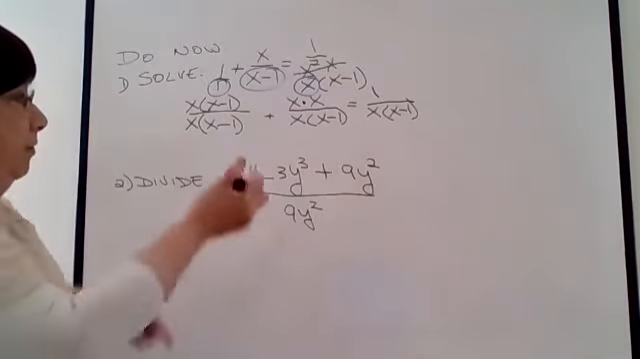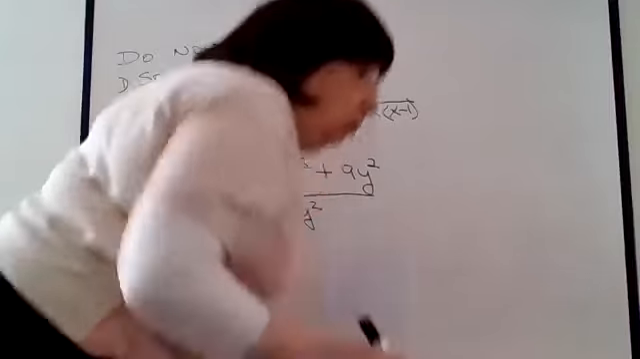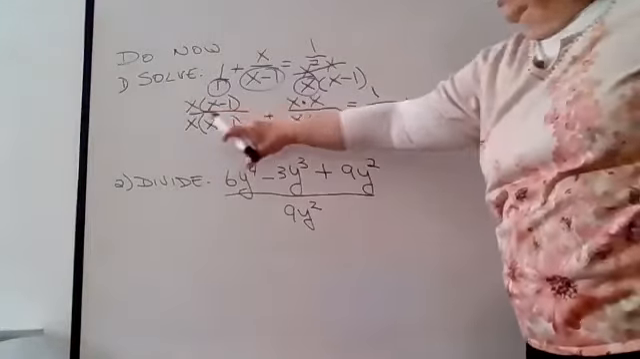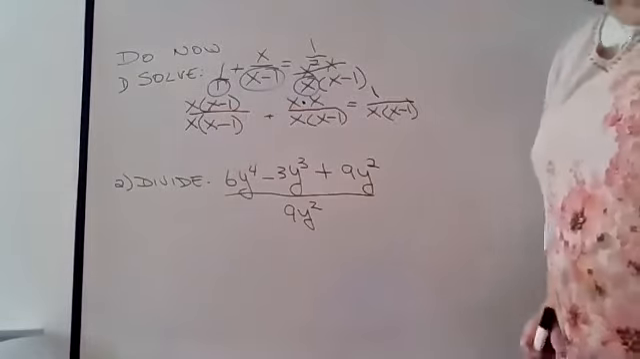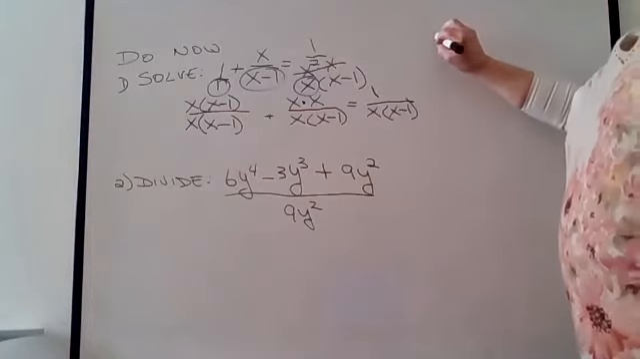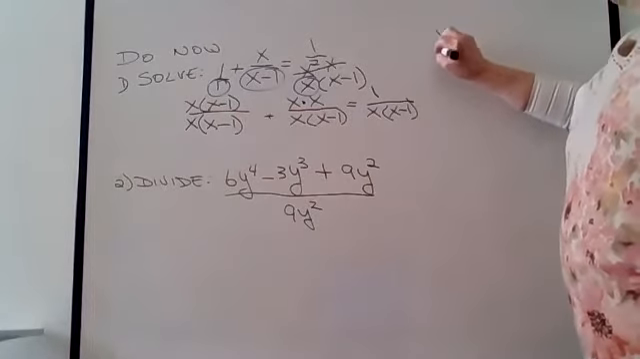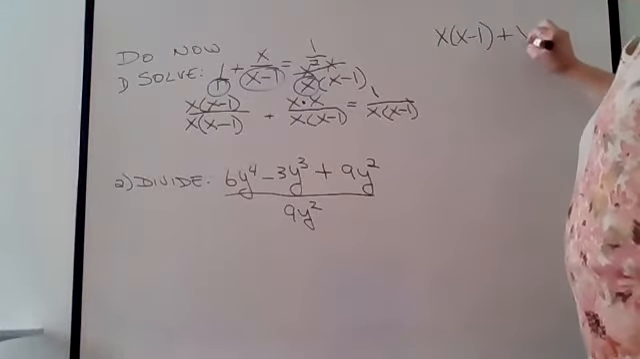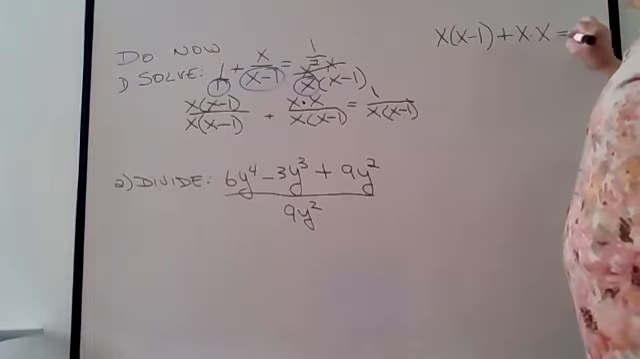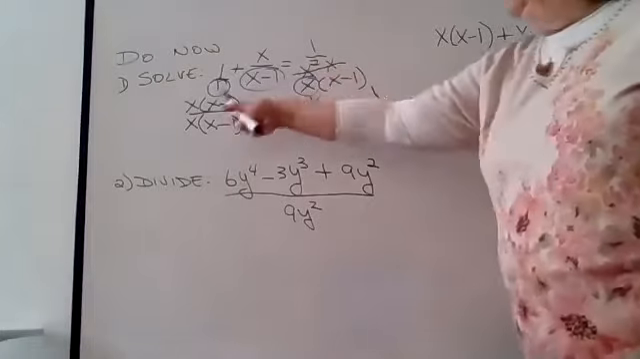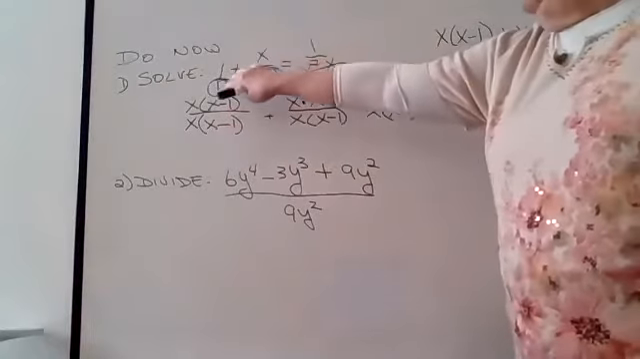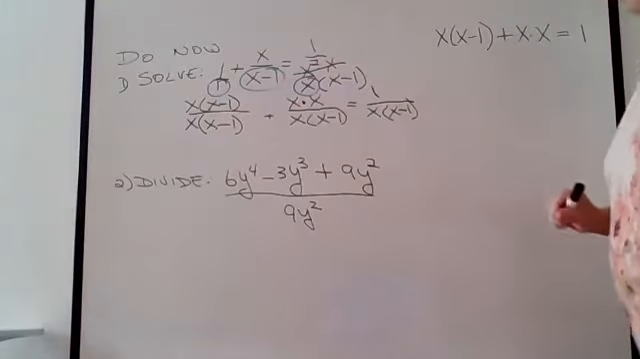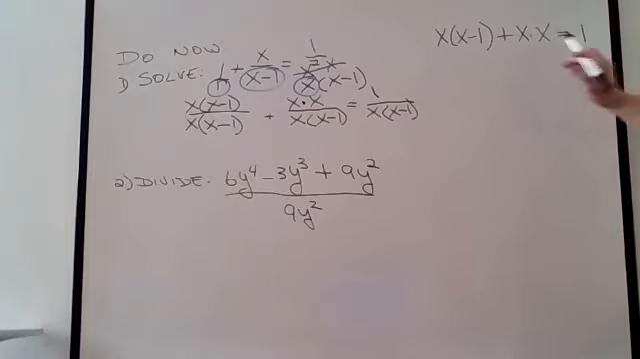So it turns out that my equation, I'm going to go over here to finish this up. Remember, once the denominator is all the same, I can write the numerator as the equation. So I have x times x minus 1 plus x times x equals 1. I've made it into a much simpler equation, but I can't get rid of the denominators until all the denominators are identical. And now I have to remove the parentheses.